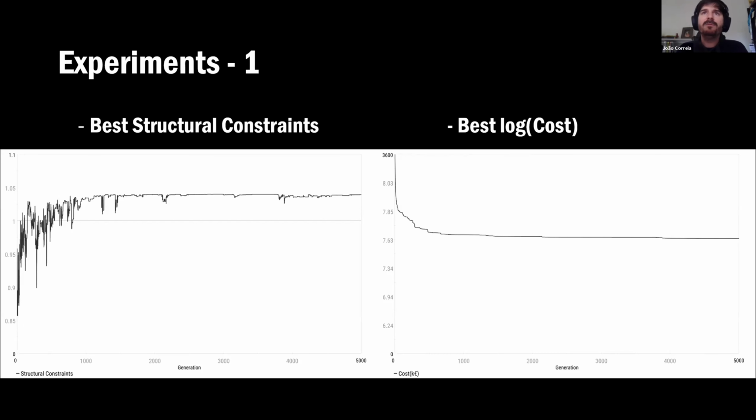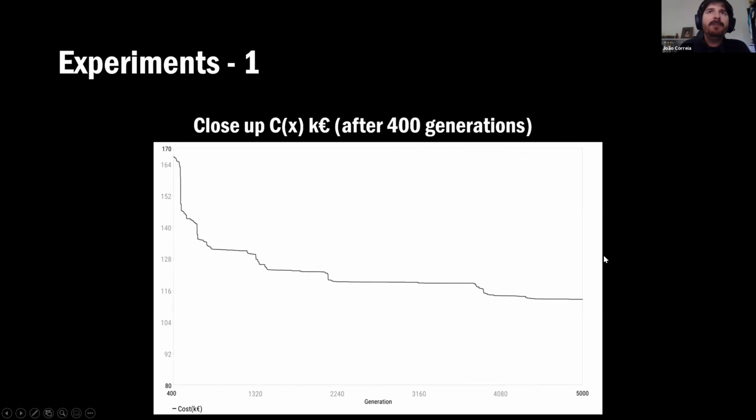And of course, we want to avoid that. And we can see that it then tends to become lower. And even if we do a close-up of the cost after 400 generations, we can see that we gradually come to a value that is still far from the baseline, okay? But we can evolve solutions that go towards a lower price and meet the constraint demands.